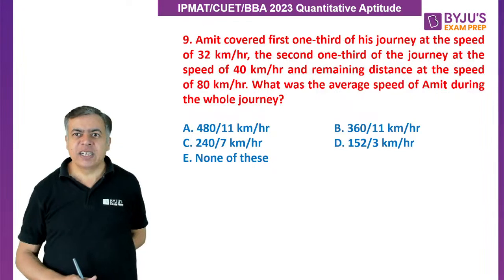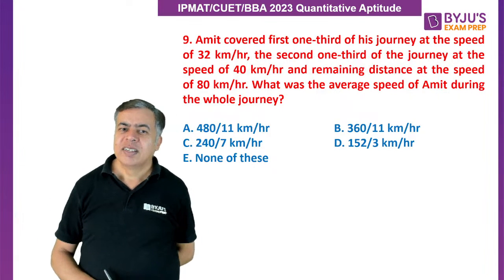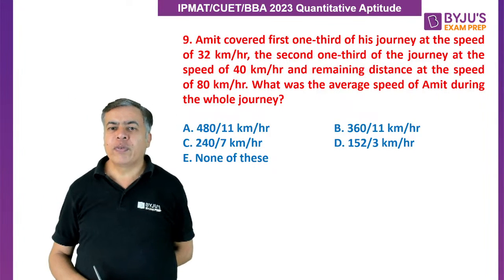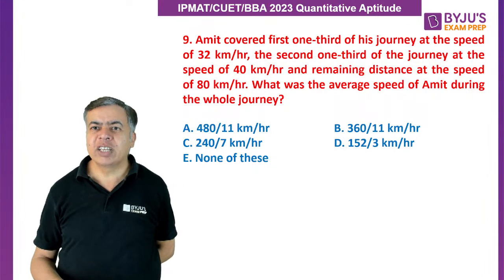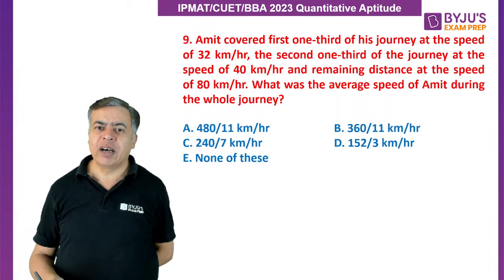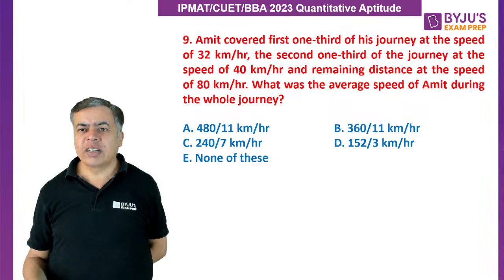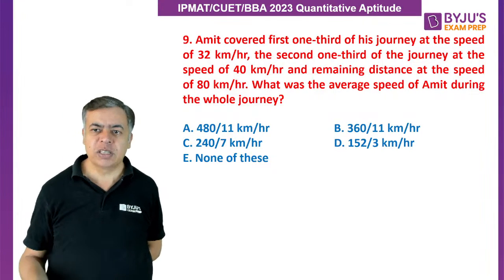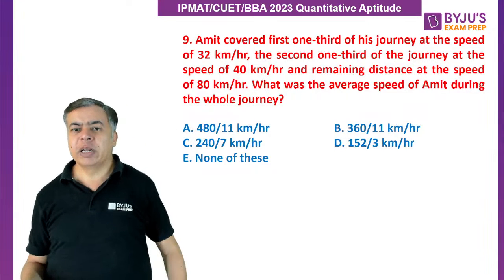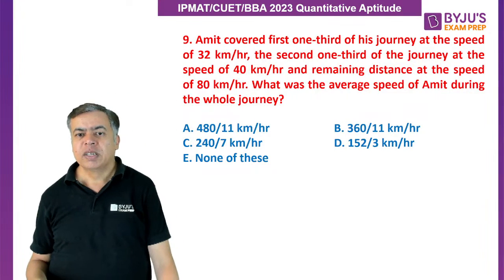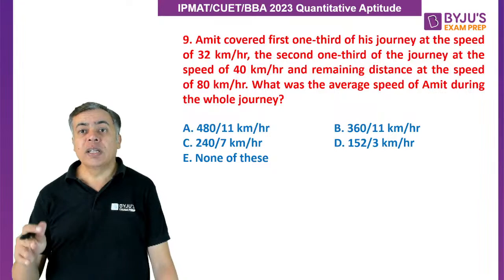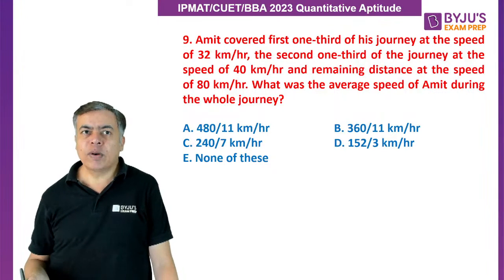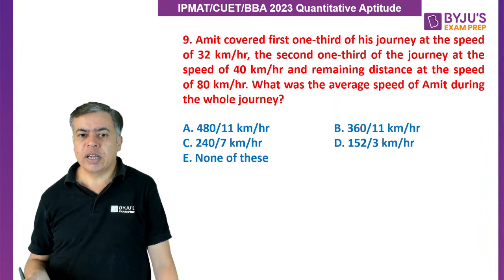Okay, next one, come to it. Now, Amit covered first 1/3 of the journey at the speed of 32 km per hour, second 1/3 of the journey at the speed of 40 km per hour, remaining distance at the last 1/3 at speed of 80 km per hour. What is the average speed? Right? Now 1/3, 1/3, 1/3. You can apply that formula of 1/3 also, right?